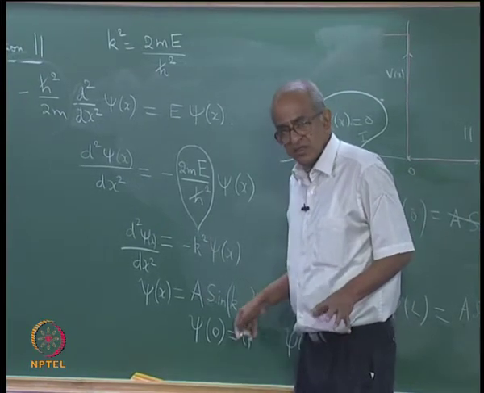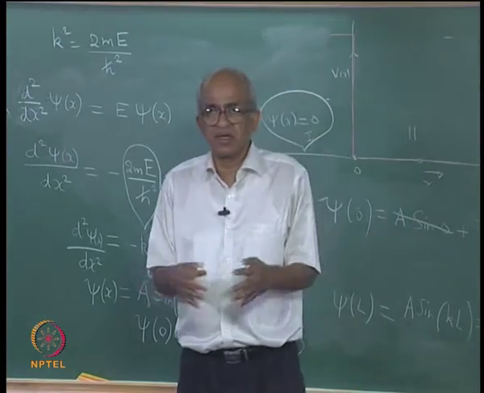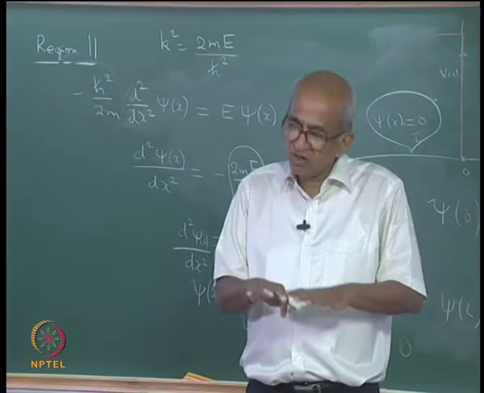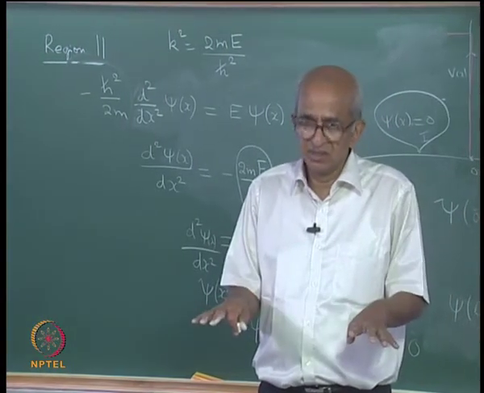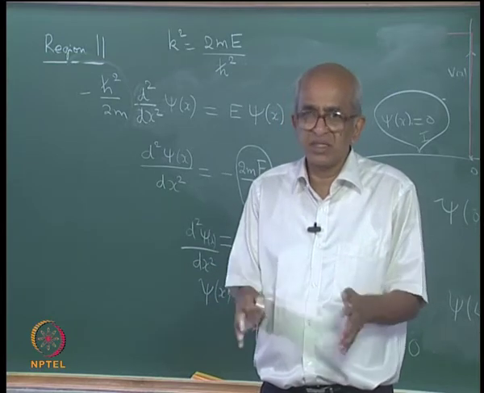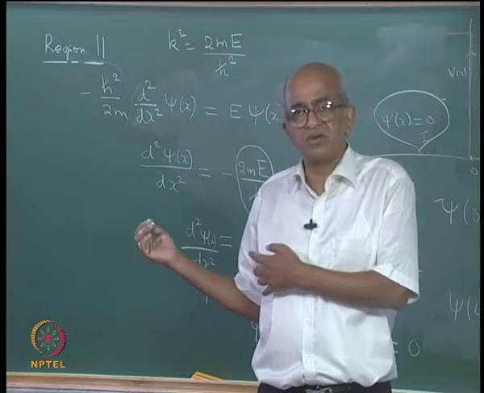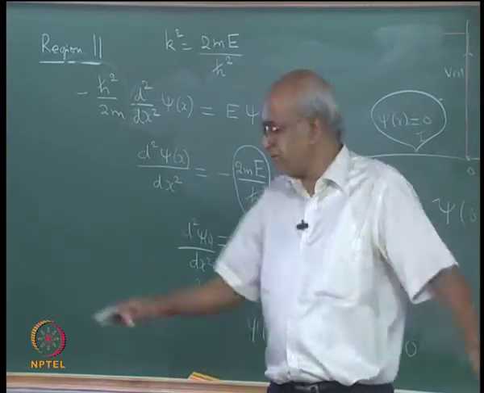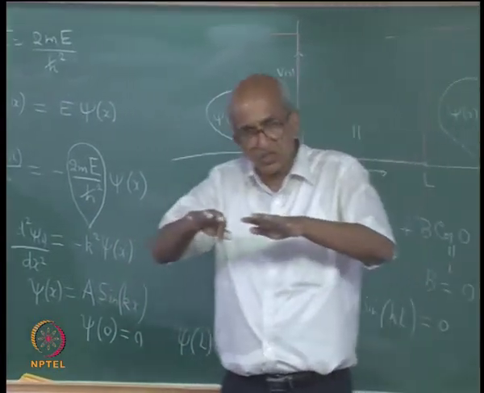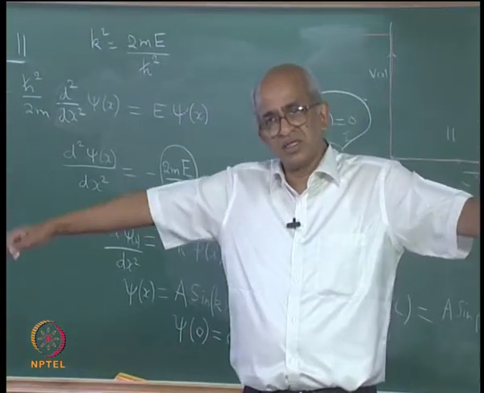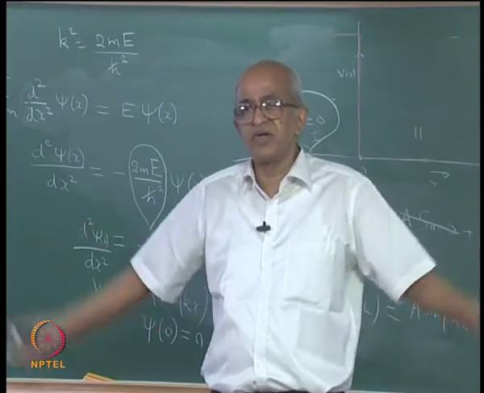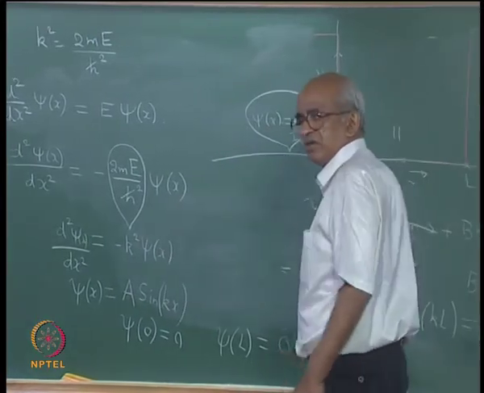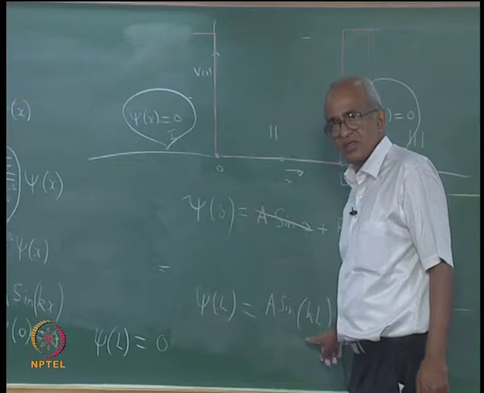Correct? But we started with the assumption that the particle is inside the box, and therefore the wave function for the particle cannot be 0 within the box. We are saying that there is a particle in the box, so we cannot have a solution where the particle is not within the box. In fact, if A is equal to 0, the wave function will be 0 within the box, and even outside the box the wave function is 0. So the particle will not be found anywhere, which is actually nonsense. Therefore, A equal to 0 is not acceptable, and we are not going to take that as the solution.